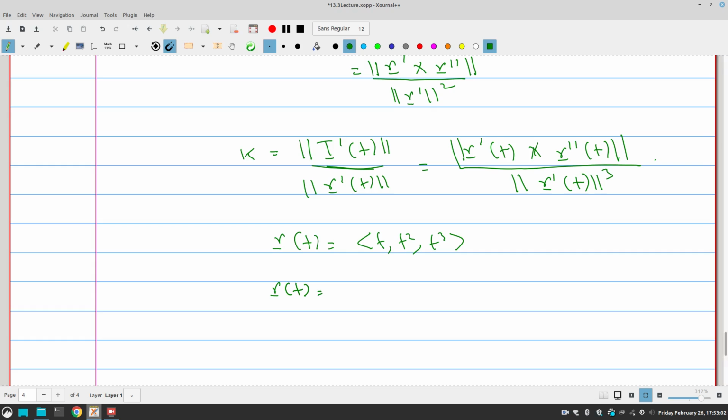r prime t is equal to 1, 2t, and 3t squared. And r double prime t equals 0, 2, and 6t. If you find the cross product between these two, r prime t cross r double prime t, this is actually equal to 6t squared, negative 6t, and 2.